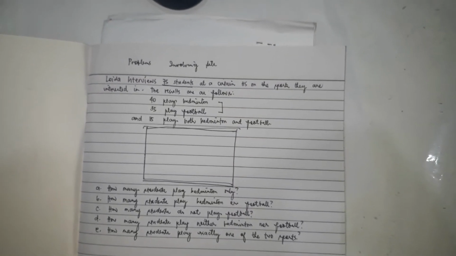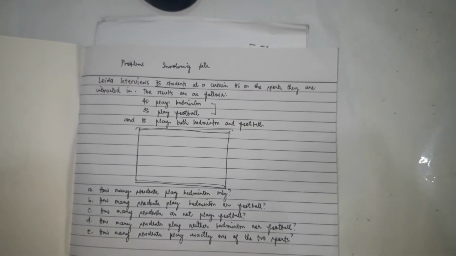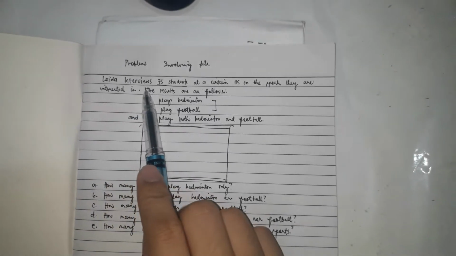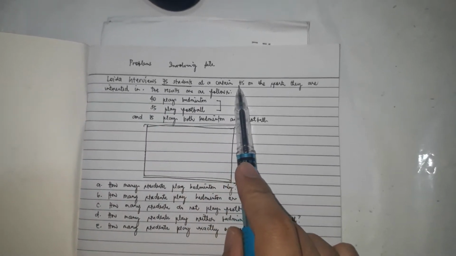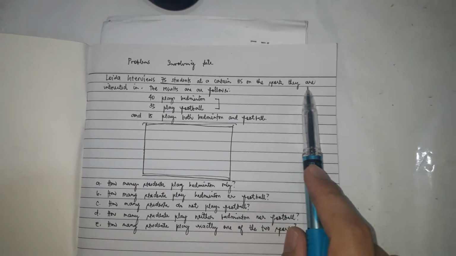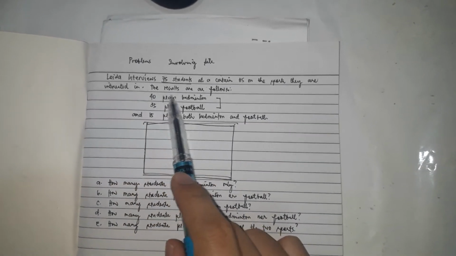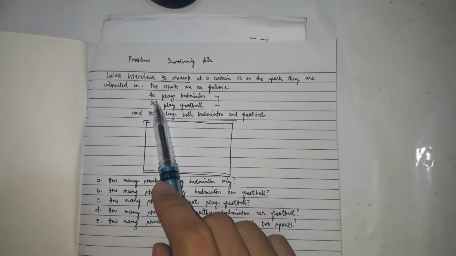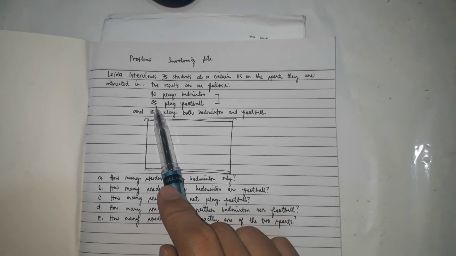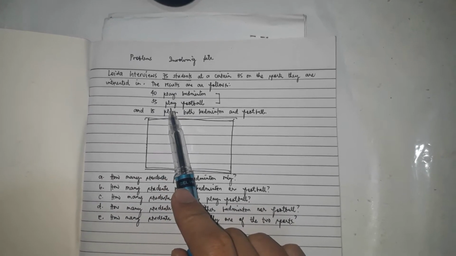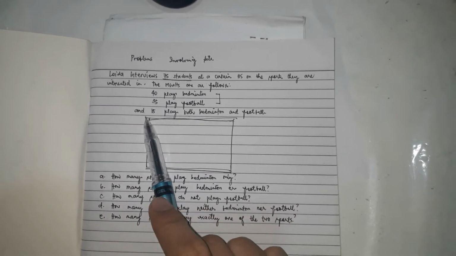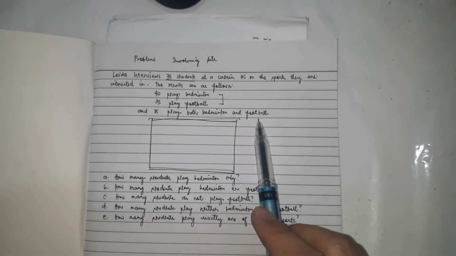So this is a problem involving sets. The problem states that Loida interviews 75 students at a certain high school on the sports they are interested in. The results are as follows: 40 play badminton, 35 play football, and 15 play both badminton and football.